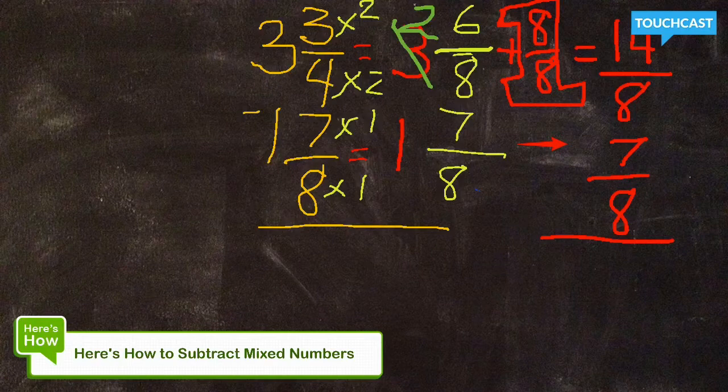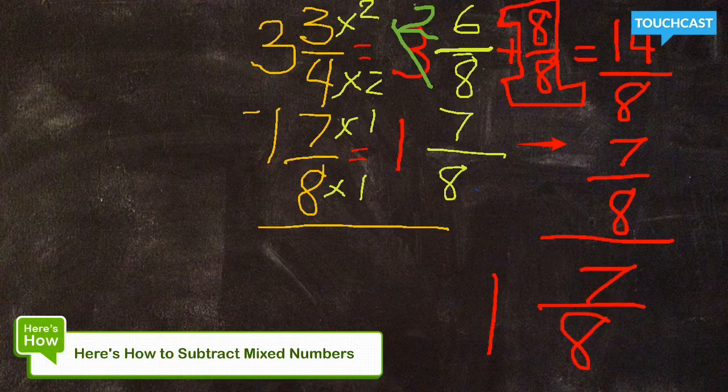I have then moved my 7/8 over so that it is aligned under my 14/8. And now I will subtract those two fractions. 14 minus 7 equals 7. The 8 stays the same, and then remember to subtract your whole numbers. We now have 2 minus 1, which equals 1. You still need to look and see if your fraction needs to be simplified or not. 7 is a prime number, so this fraction does not need to be simplified, and you are done.